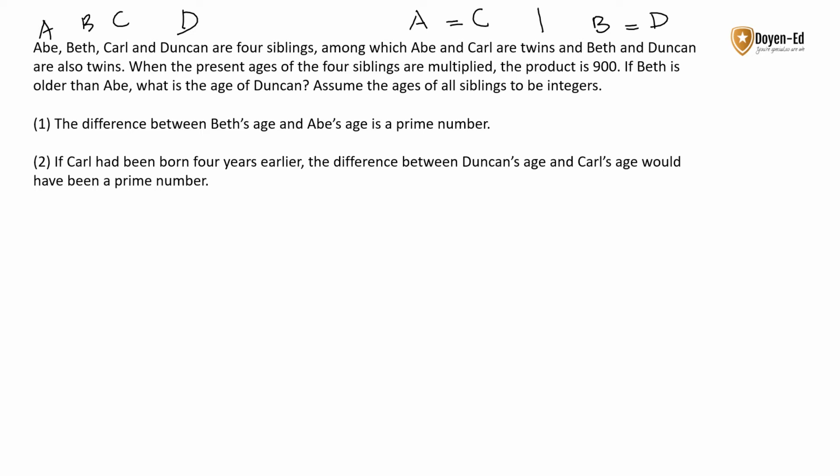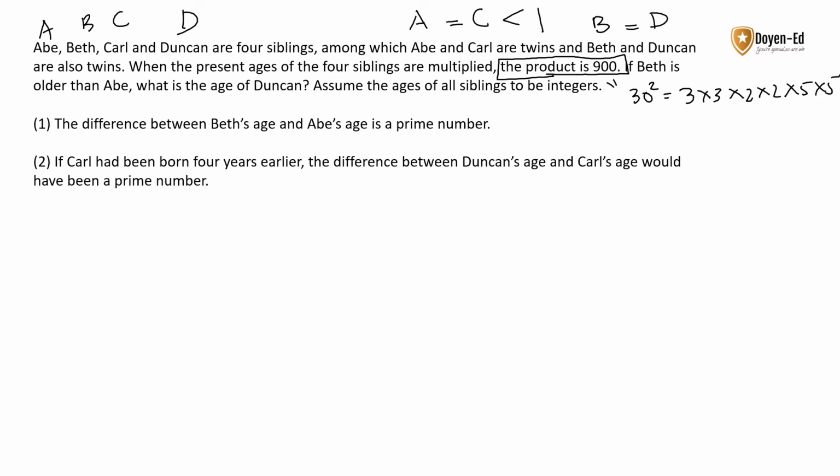Now when the present ages of the four siblings are multiplied, the product is 900. So we know it's a perfect square, because A into C is A square and B into D is B square. So this is 30 square, which can be simplified as 3 into 3, 2 into 2 and 5 into 5. And then we are also given that Beth is older than Abe. That means A and C are strictly less than B and D.